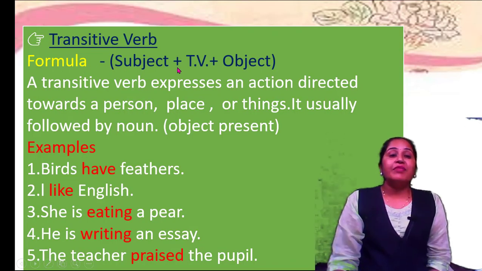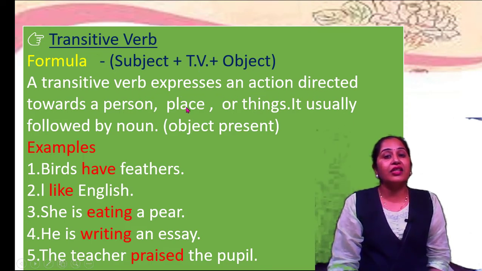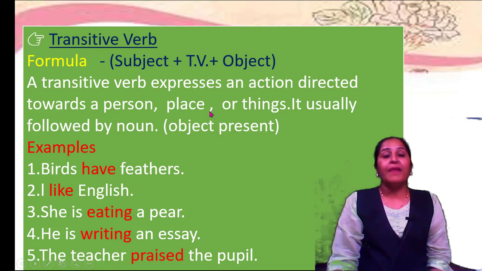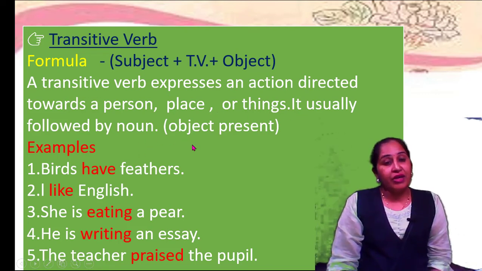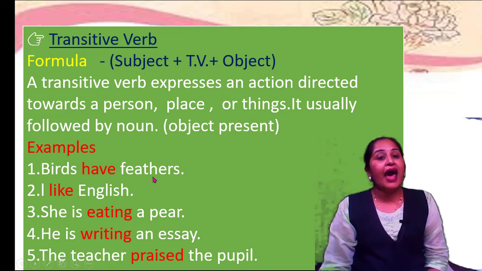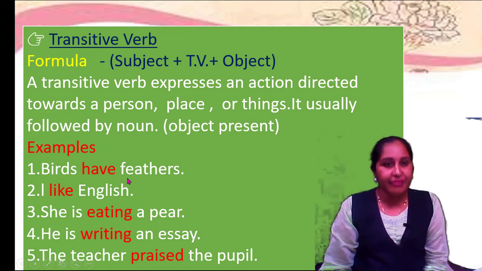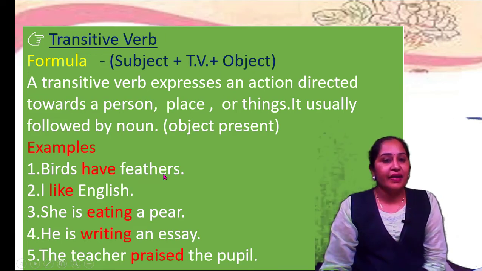Transitive verb formula. Subject plus transitive verb plus object. A transitive verb expresses an action directed towards a person, place or thing. It is usually followed by a noun. In a transitive verb, an object is present. Birds have feathers. Birds is here the subject. Have is here the transitive verb. And feathers is the object.